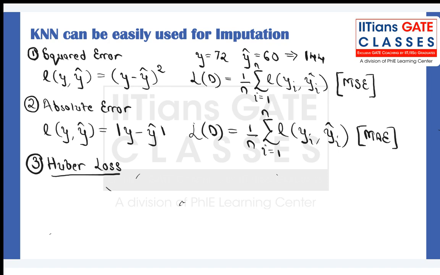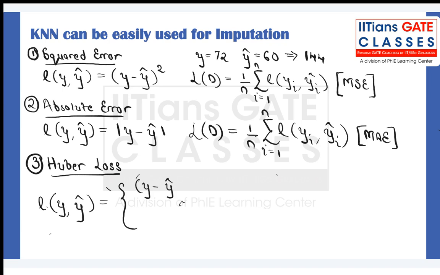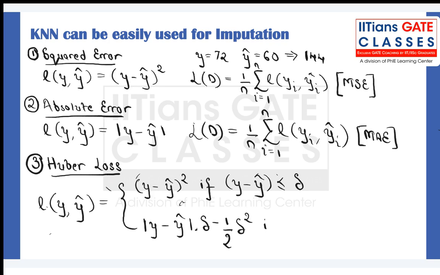And what Huber tried to do was combine the squared error and the absolute error. The loss of two variables y comma y hat is nothing but (y minus y hat) whole square if the absolute value of y minus y hat is less than or equal to some delta, or else it is the absolute error loss multiplied by delta, minus 1 by 2 delta square, otherwise.